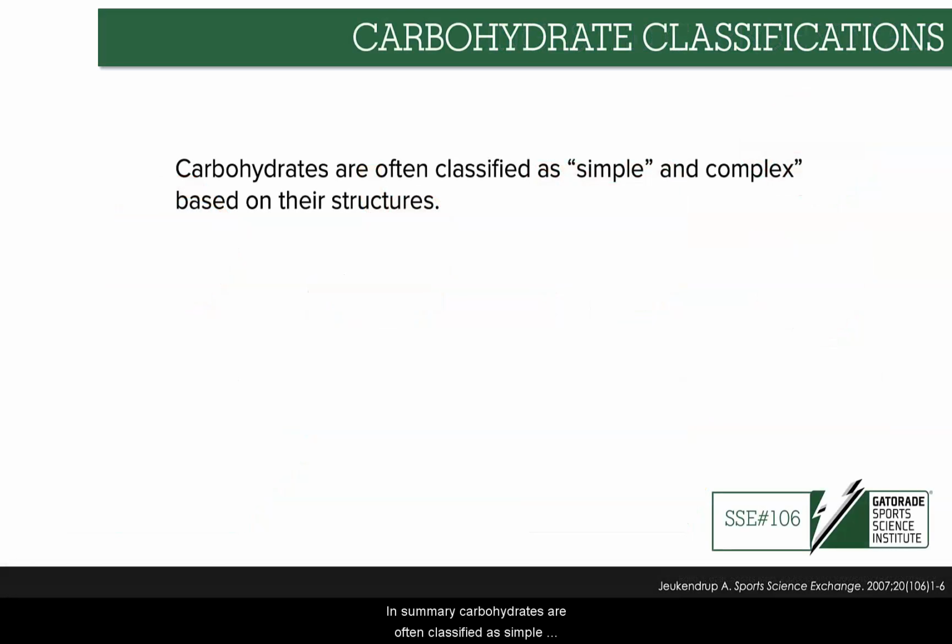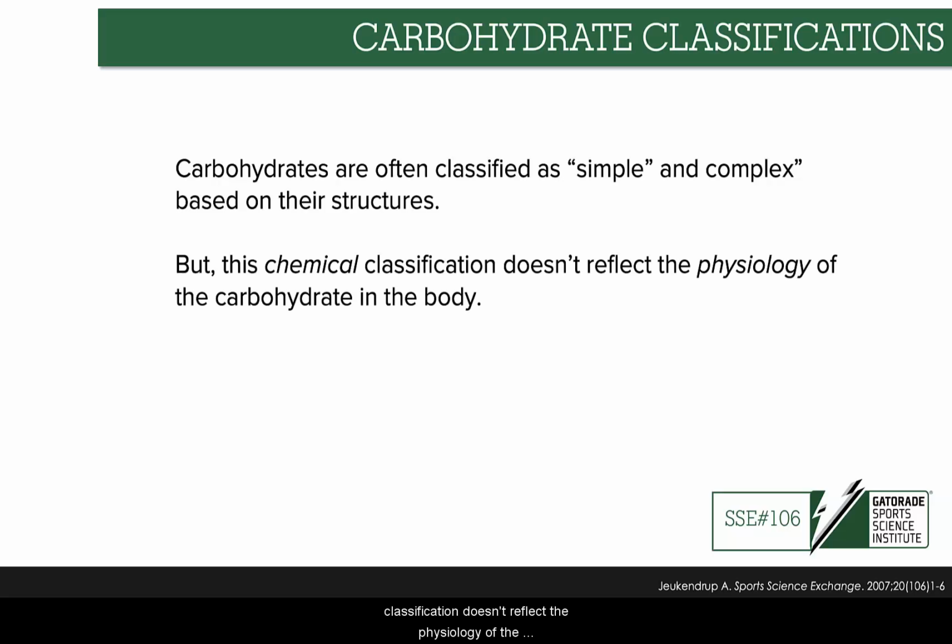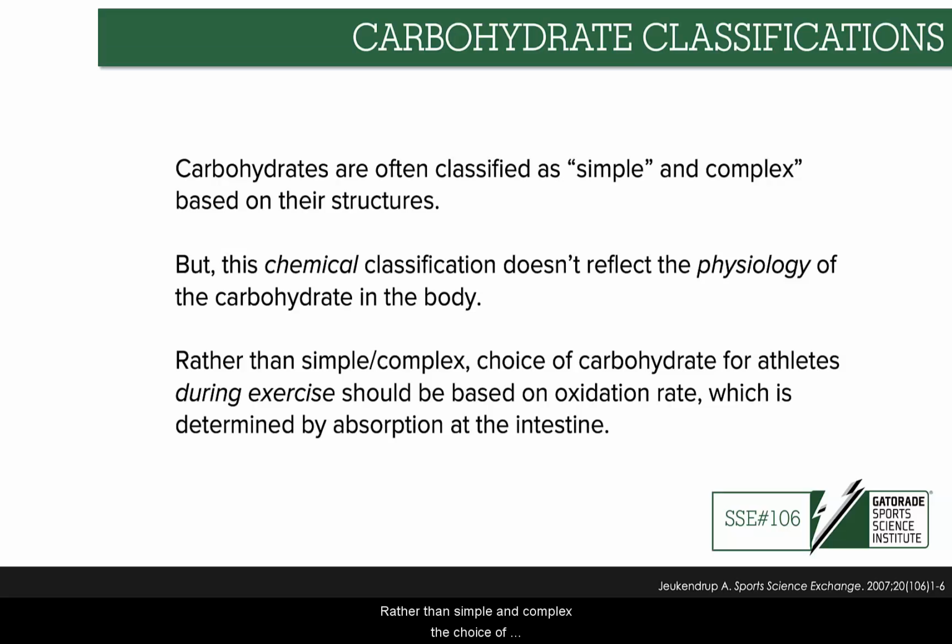In summary, carbohydrates are often classified as simple and complex based on their structures. But this chemical classification doesn't reflect the physiology of the carbohydrate in the body. Rather than simple and complex, the choice of carbohydrate for athletes during exercise should be based on their oxidation rate, which is determined by absorption at the intestine.